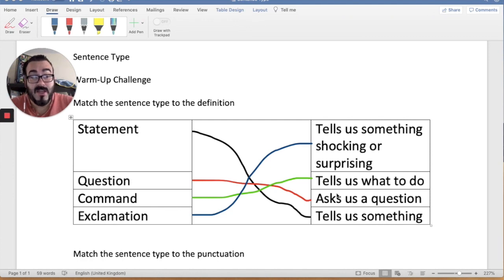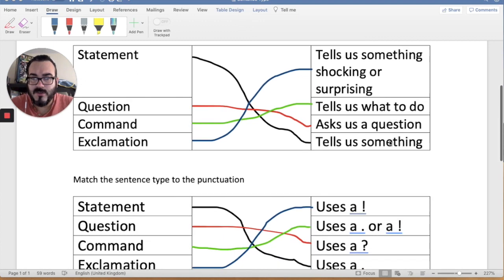It's quite simple, really. Sometimes things can be too simple and we think too hard and try and make them more complicated than they are. But a question asks us a question. Command tells us what to do. And an exclamation, well, that tells us something shocking or surprising.